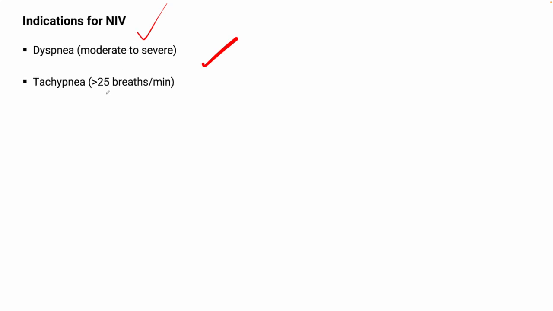Now how will you come to know whether you should proceed with NIV or not? First is dyspnea, which will be moderate to severe, that is shortness of breath. Another is tachypnea, where the breathing rate will be greater than 25 per minute. Tachypnea means abnormally rapid breathing.